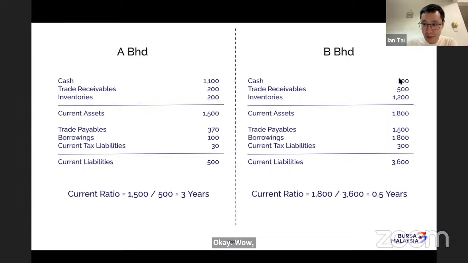B berhad, you see, cash is like this. Most of the money is actually stuck. It's either in the stock, the inventories, or trade receivable. So because of this, how do you actually expect B berhad to pay out dividends to shareholders? That's number one. Number two, where on earth does it get the funding to grow its business in the future? A bit difficult, right? So therefore, that's why we will choose A berhad over B berhad. Okay, so there's a reason for it.